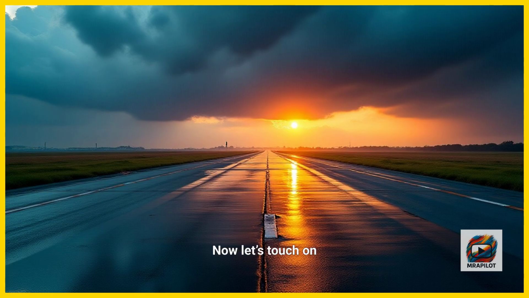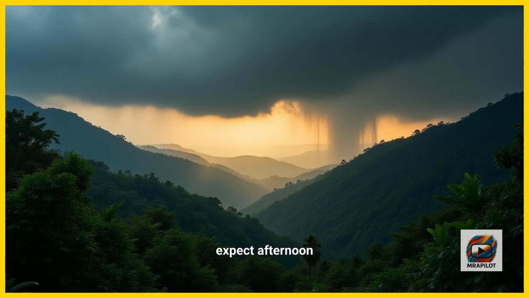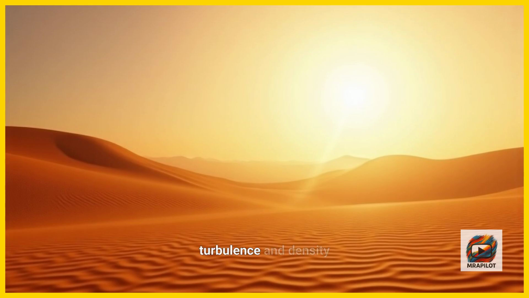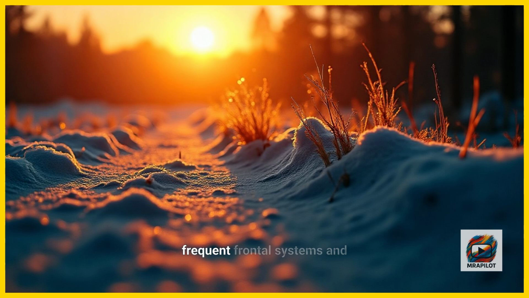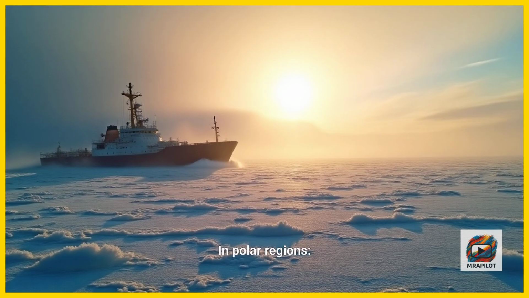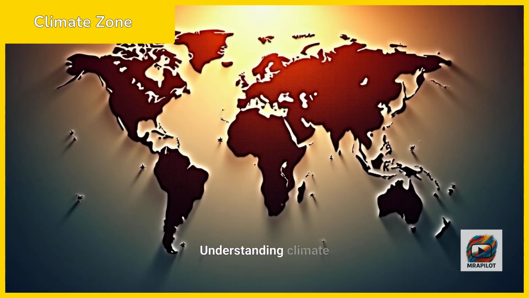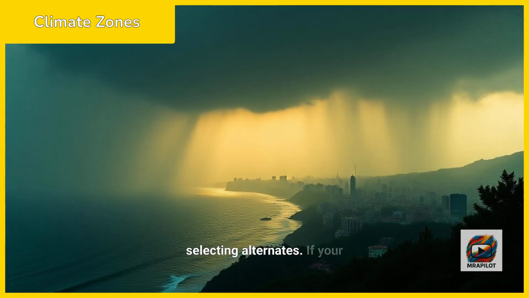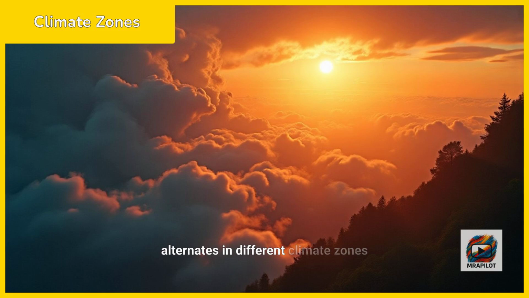Now let's touch on climatic effects on airports. In equatorial regions, expect afternoon thunderstorms and poor visibility. In desert climates, turbulence and density altitude issues. In temperate areas, frequent frontal systems and wind shifts. In polar regions, extreme cold, frost, and navigation limitations. Understanding climate zones also helps when selecting alternates. If your destination is affected by monsoon weather, look for alternates in different climate zones for more stable conditions.